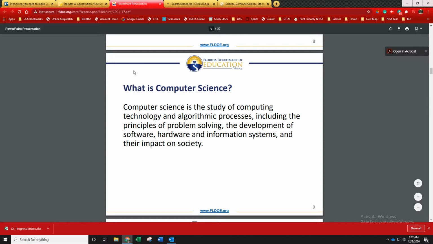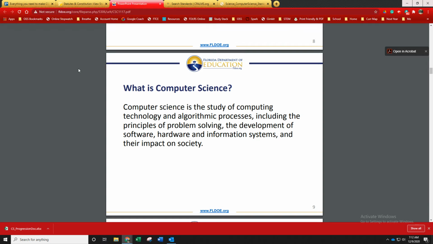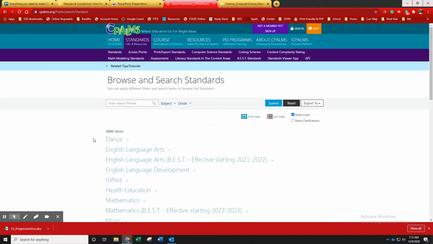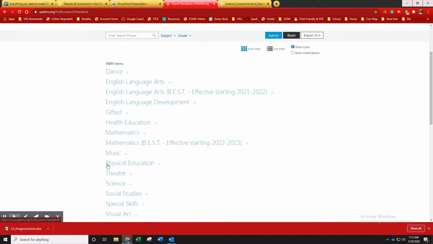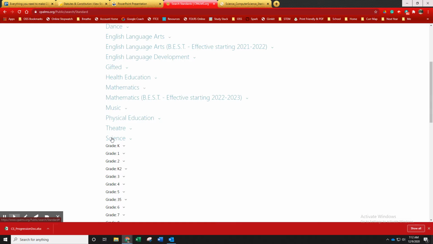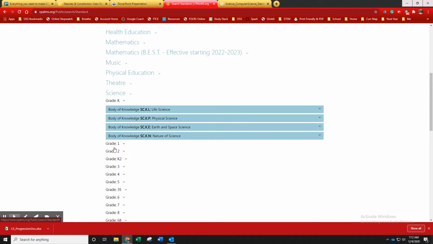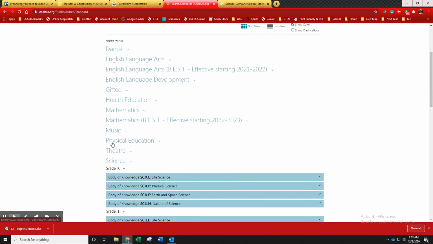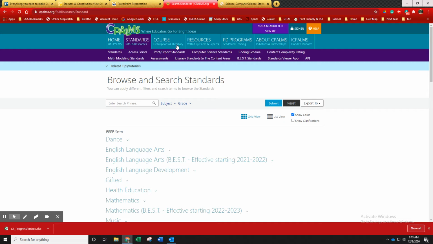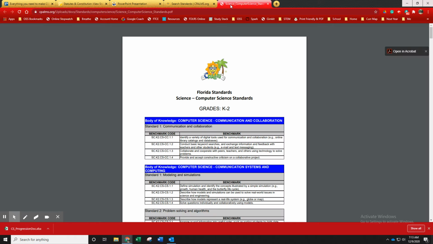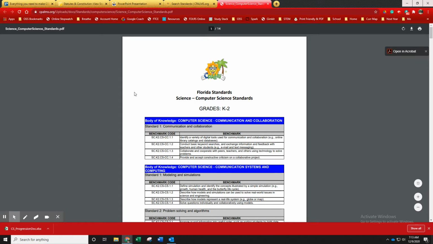In celebration of Computer Science Month, I wanted to make sure that everyone knows about the standards that I consider hidden standards. In science standards at every grade level, there are computer science standards. So it's in every single grade level for computer science. So they are in there. And here is a shortened version.